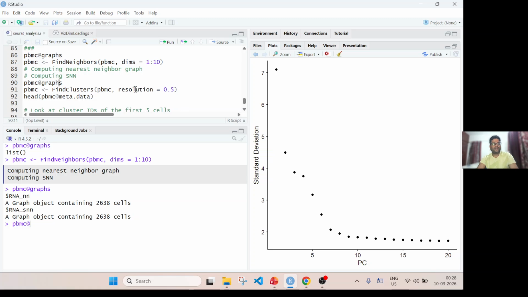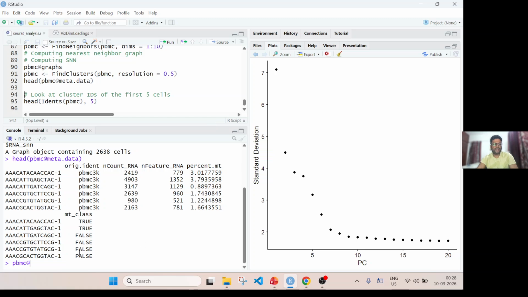Okay, which cell belongs to which cluster. So let's do one thing. First I will show you the head of this one. You see that we have only this much metadata. That means each row is a cell barcode, and we have the original identity, the number of RNA, number of genes, percentage of mitochondria, and we have categorized it into high mitochondria or low mitochondria class, and no more information. So now when I do the clustering, it will put each of these cells into a particular cluster.